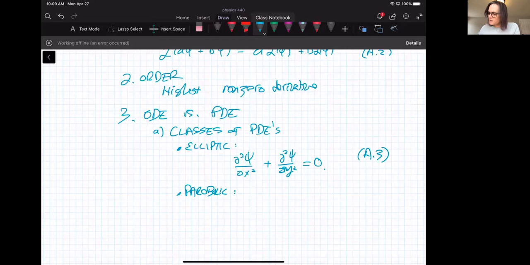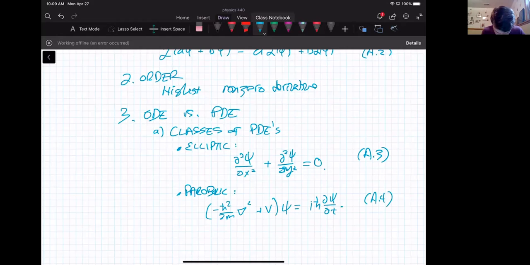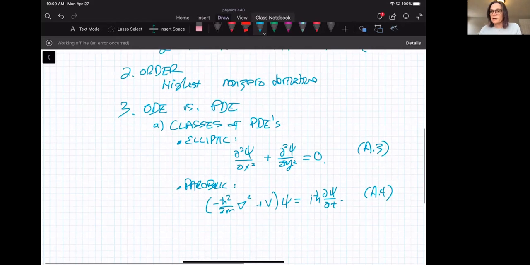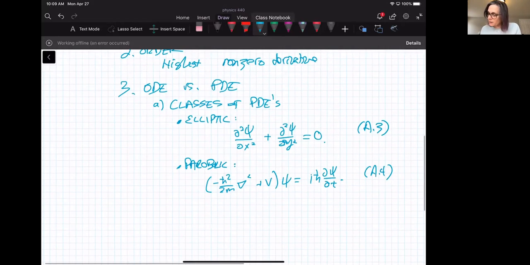And in that case, that might be something more like Schrödinger's equation. So minus h bar squared over 2m del squared plus V times psi is equal to i h bar d psi dt, where you have mixed order. So say first order in time, but second order in space.